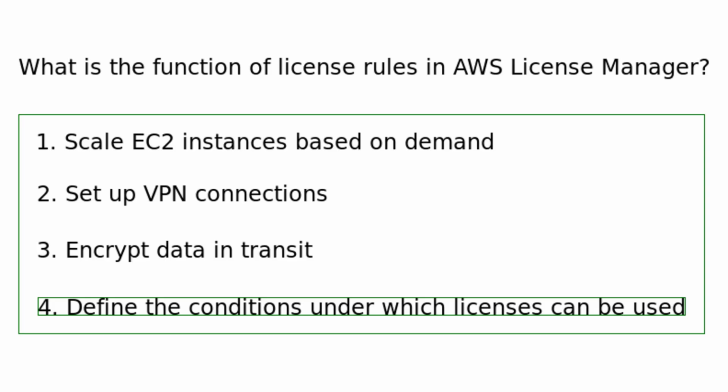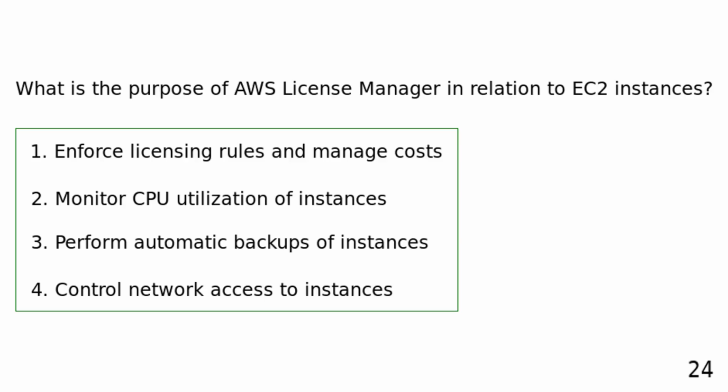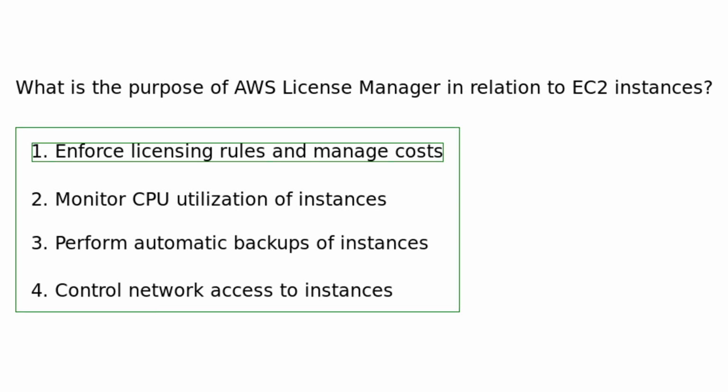with software agreements. What is the purpose of AWS License Manager in relation to EC2 instances? Enforce licensing rules and manage costs. Monitor CPU utilization of instances. Perform automatic backups of instances. Control network access to instances. AWS License Manager helps in enforcing licensing rules on EC2 instances, managing costs, and ensuring compliance with software licensing agreements.